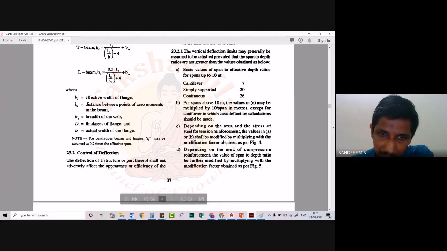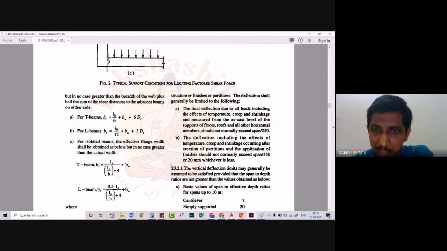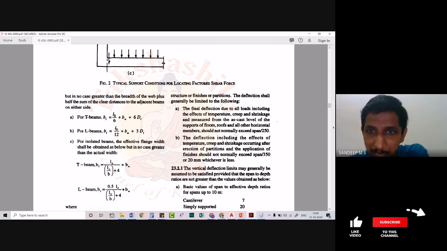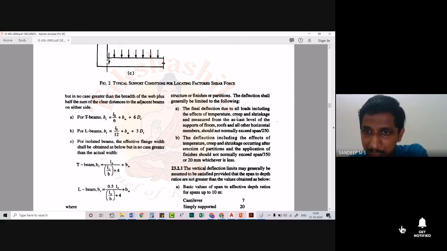The deflection of a structure or part thereof shall not adversely affect the appearance or efficiency of the structure or finishes or partition. The deflection shall generally be limited to the following condition, that is regarding the maximum permitted deflection. So we actually permit some sort of deflection which is not causing much problem. So what is that final limit? The final deflection due to all loads, including the effect of temperature, creep and shrinkage, and measured from the as cast level of the support of the floors, roofs or all other horizontal members should not exceed span by 250.